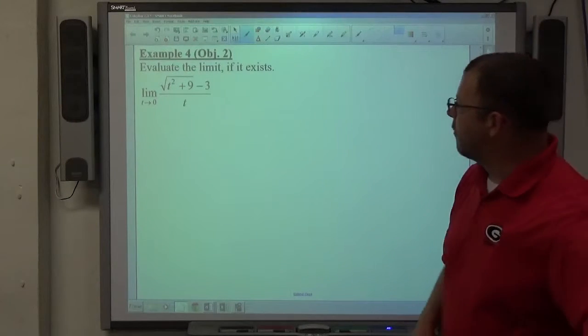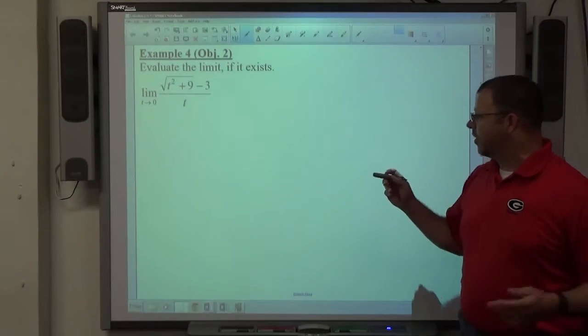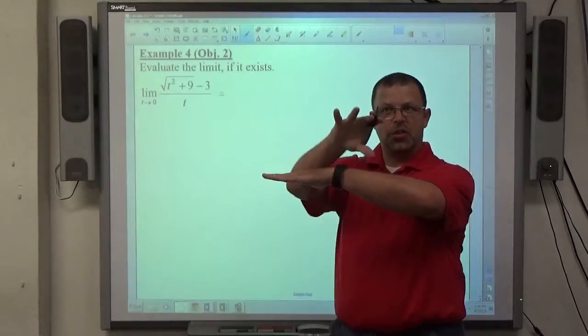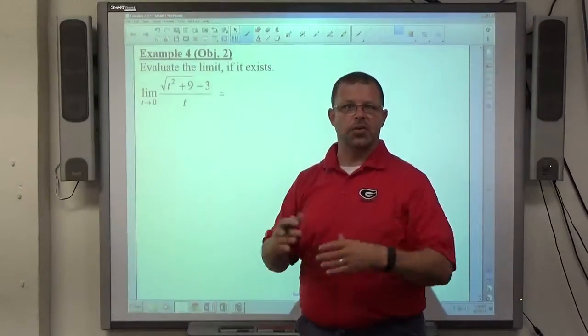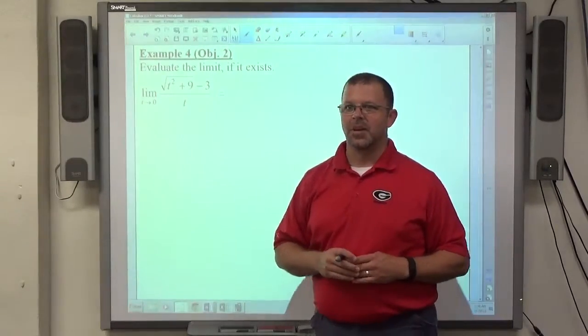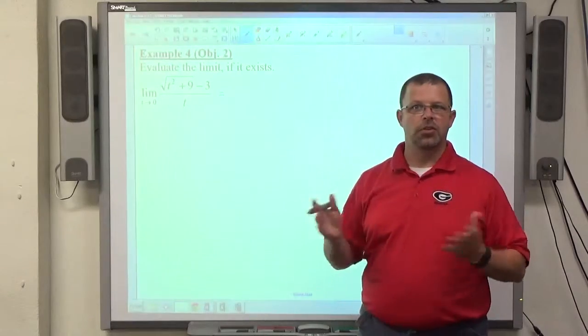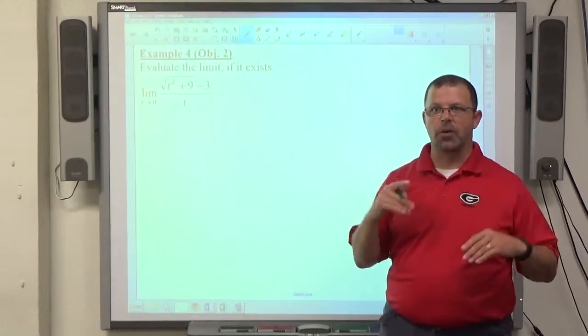All right, this one, example 4, evaluate the limit if it exists. Once again, if I try to put 0 in right off the bat, I can see division by 0 is going to happen, but I want to make sure it's 0 over 0. If it's 25 over 0, it's an infinite limit, use a table. So you want to do this every time, just in case it ends up being number over 0, use a table. 0 over 0, try and work it out.